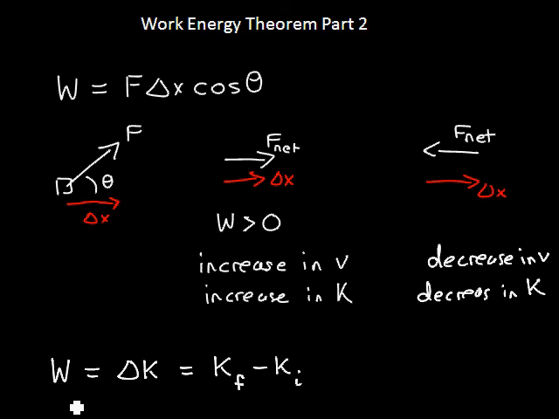So positive work, force and delta x in the same direction, you're increasing the speed, increasing the kinetic energy, doing positive work on an object. If the force opposes the motion, then you're doing negative work, which means you're decreasing the kinetic energy. And a ubiquitous example of a force that always opposes your motion and therefore always does negative work is friction. Friction's always going to do negative work.